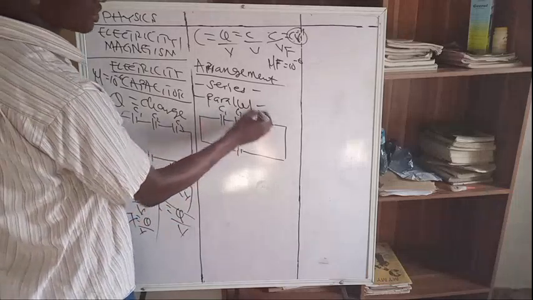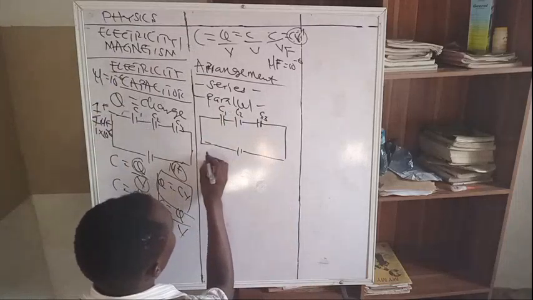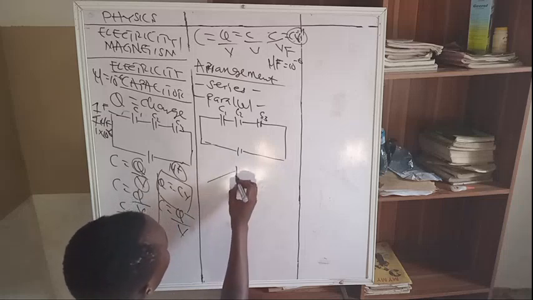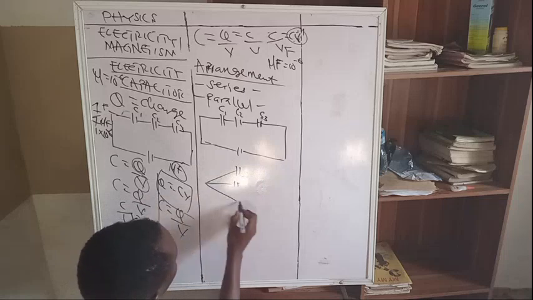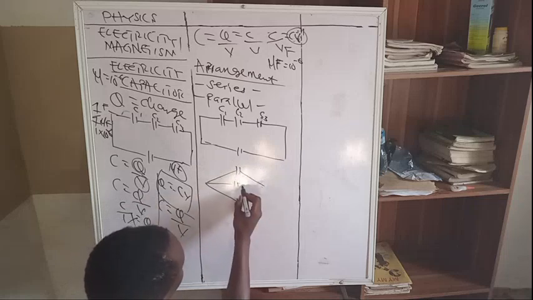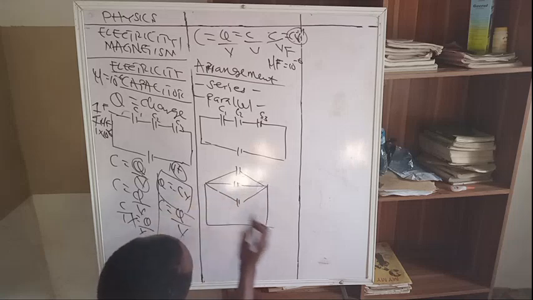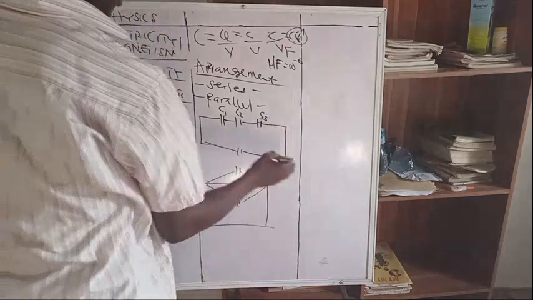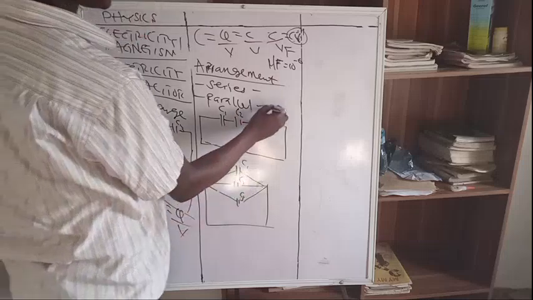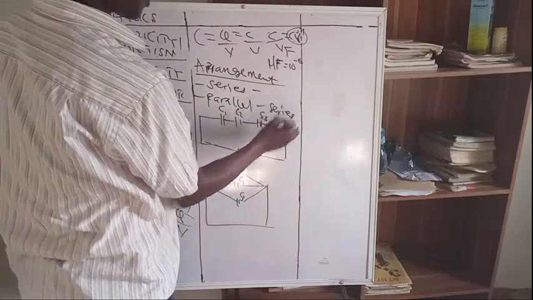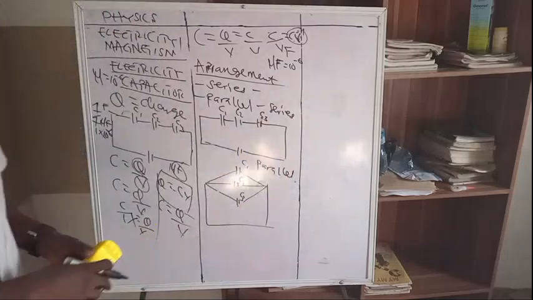So C1, C2, C3. Then for parallel, the parallel connection of capacitance is like this. You have something of this nature, and something of this nature. This is in series: this C1, this C2, and this C3. This is series, while this is in parallel. So that is series and parallel connection.